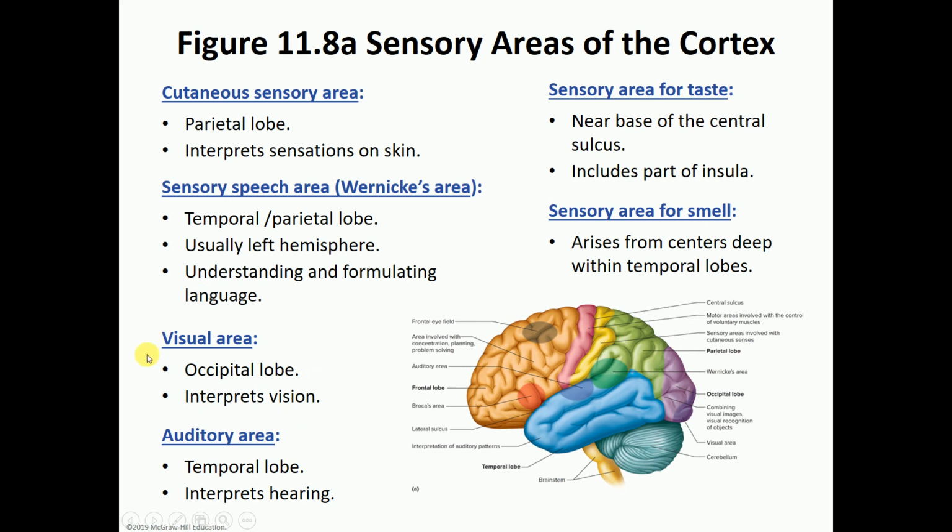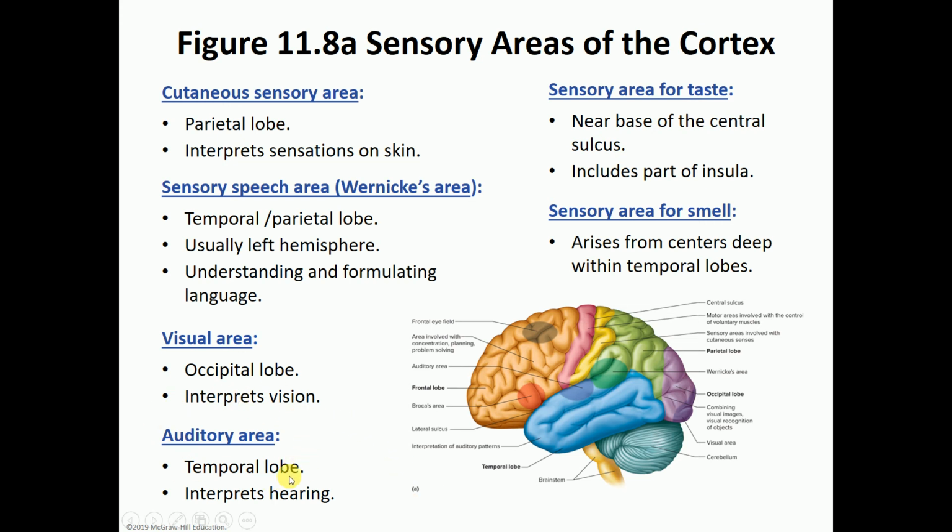Now for the visual area, that's found in the occipital cortex, all the way at the tip, and that interprets vision. So the ability for me to look at something and actually see it is due to the visual area in the occipital cortex.